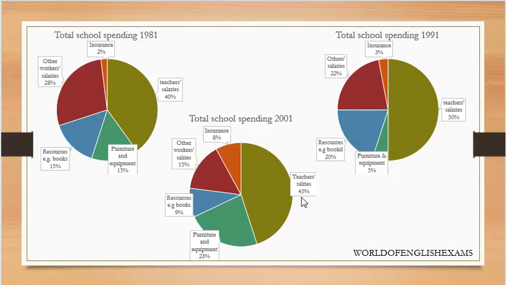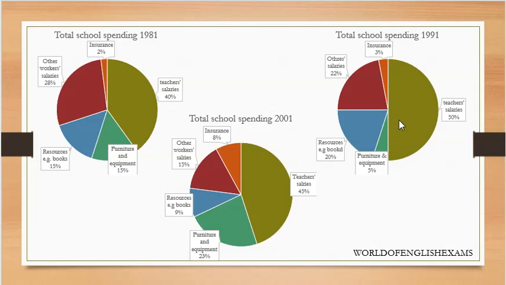Next, talking about the least spending, you can see that the part of the pie in orange is showing the least amount here, 2%, which is insurance. Same thing here, insurance is the least, and the amount spent for insurance was the least here. So you have to represent that the teachers' salaries accounted for the highest proportion of spending, whereas insurance amounted for the least spending in all the years of study. That will be written in the overview.